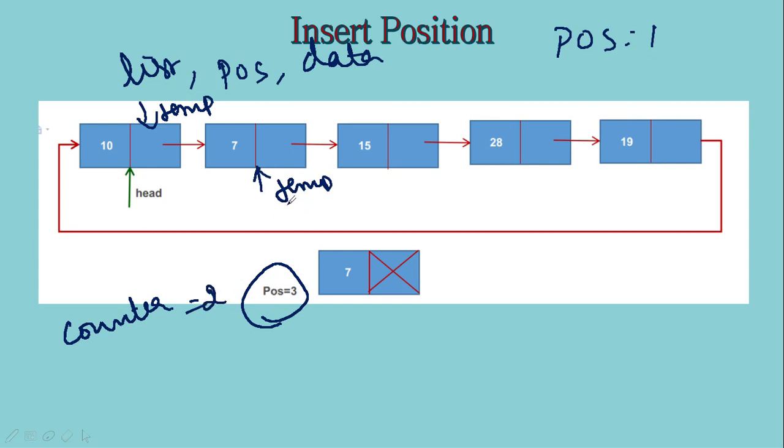Again, check whether your temp is at the last node, no. Then you check whether your counter is 1 less than the position, yes. Then you have to come out of the loop, right?